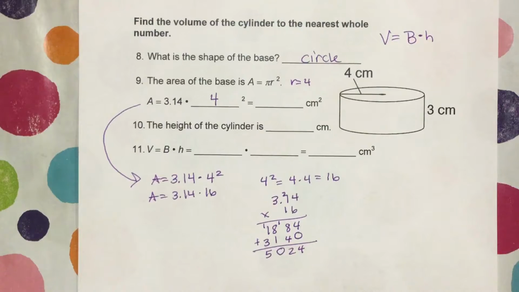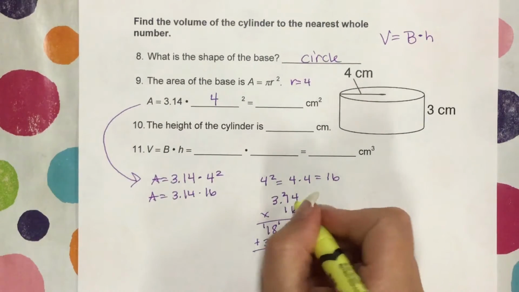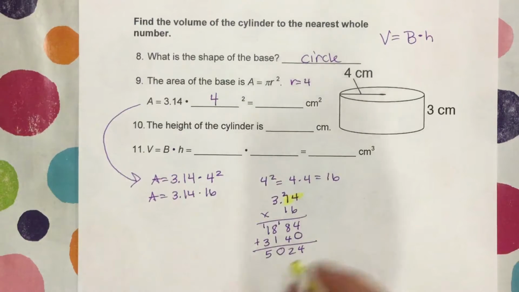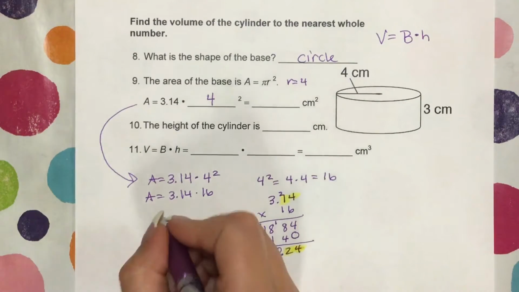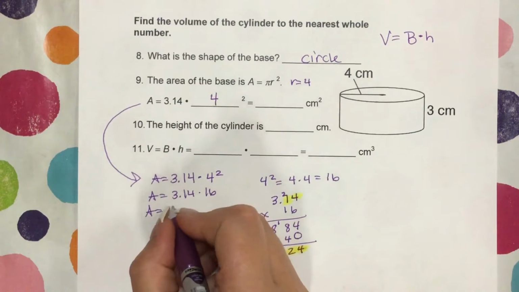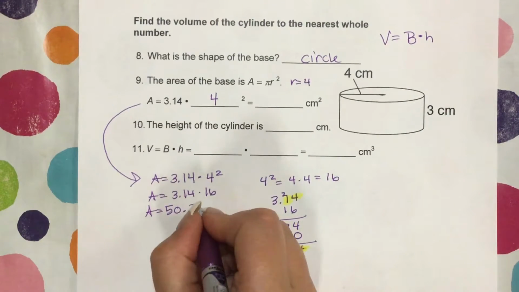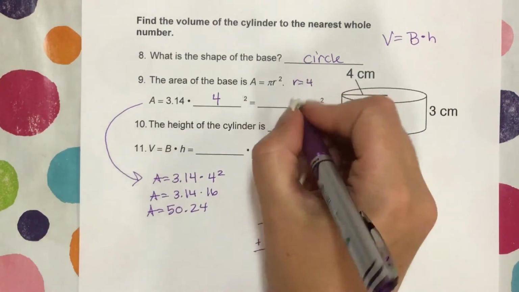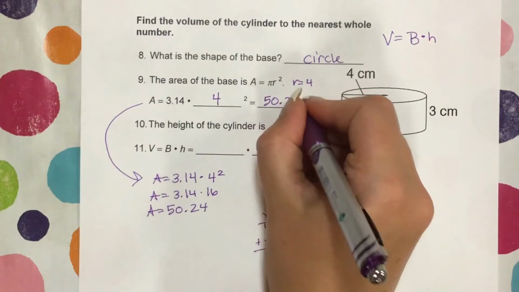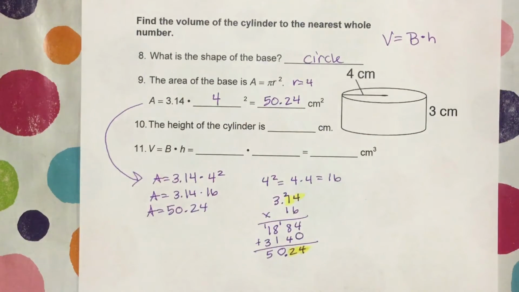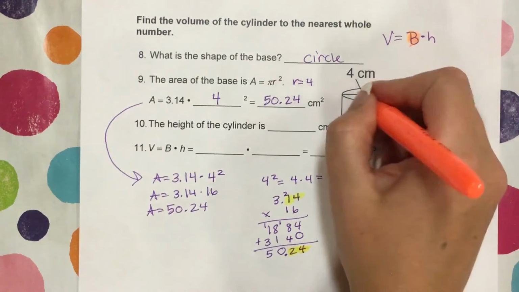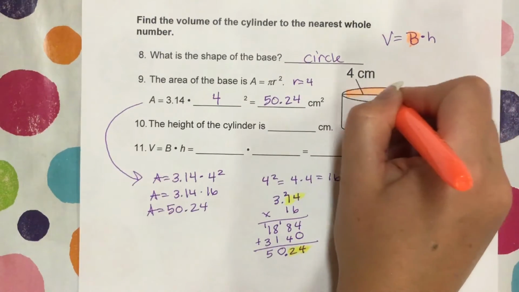Okay, now we just need to determine how many decimal places. So we look at the problem. There are 2 decimal places there, which means our answer is going to have 2 decimal places. So we end up with 50.24. That is the area of the base. I'm going to put that right here, 50.24 centimeters squared. So perfect. Now we know what the area of the base is. The area of the base right here is that entire thing.